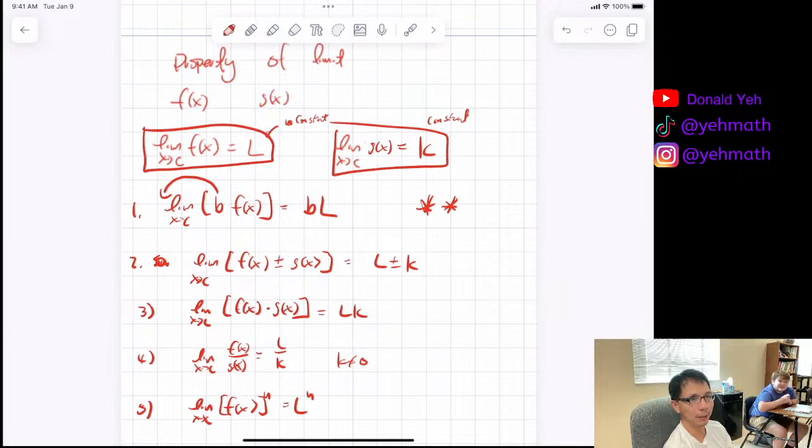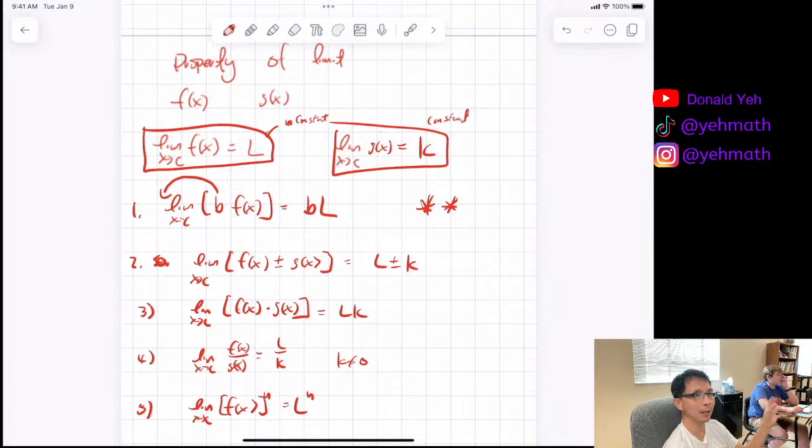So this is the property. I think the most important property, the first property, is that b is a constant, so b can be brought outside the limit. If you bring b outside the limit and the limit as x approaches c of f of x is equal to L, then that becomes bL. Only a constant can be moved outside of the limit, not anything else. Not a function, not an x, not a y. You can take out a constant anytime.